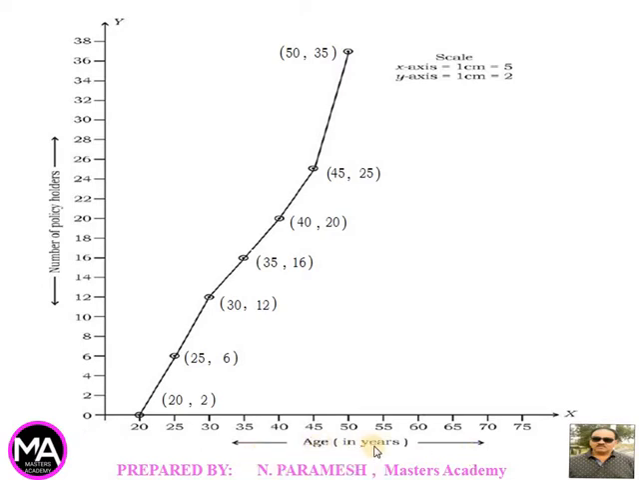X-axis age in years, y-axis number of policy holders. 20, 2 first point; 25, 6 second point; 30, 12 third point; 35, 16 fourth point; 40, 20 fifth point; 45, 25 next point; last point 50, 35. Scale: x-axis 1 centimeter is equal to 5 units and y-axis 1 centimeter is equal to 2 units. Draw the smooth line that gives the less than type of ogive graph.